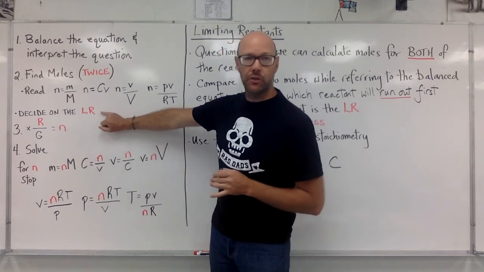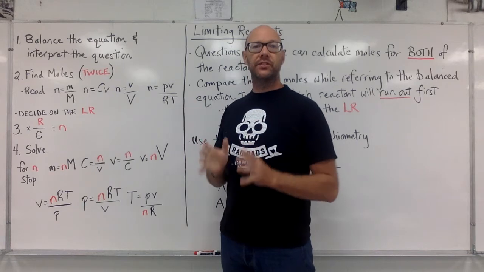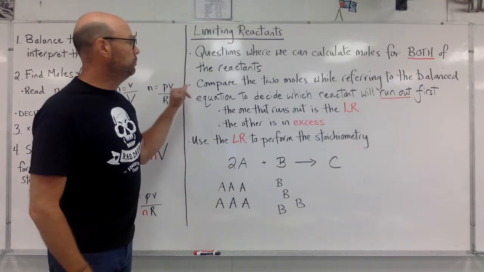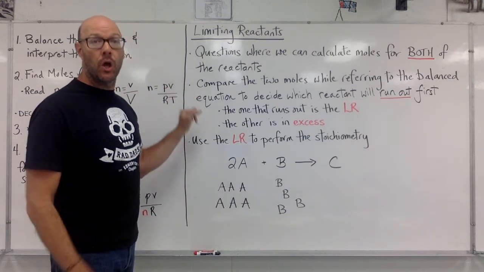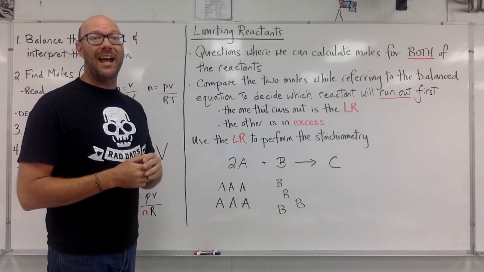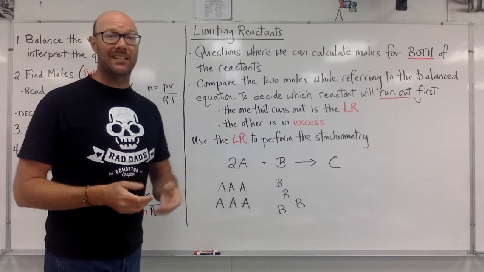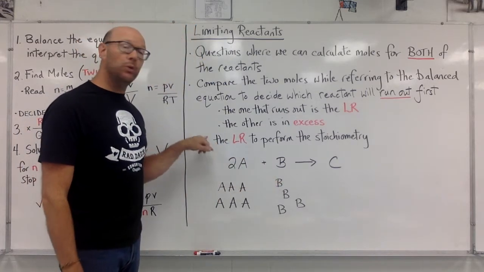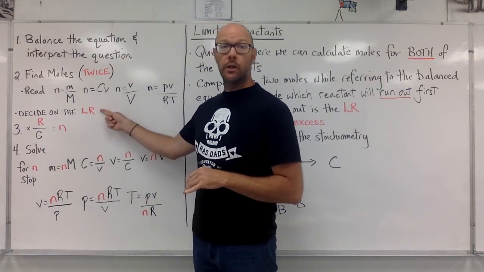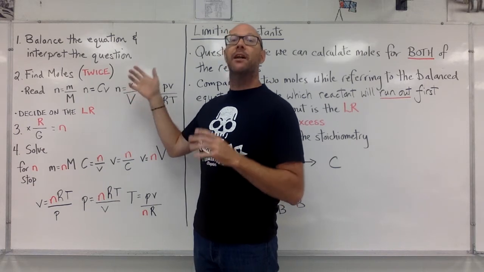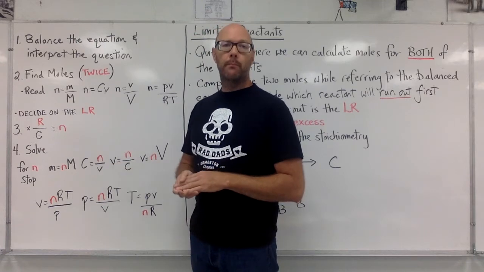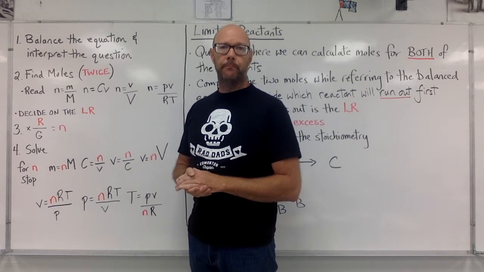Now I have this extra part of step 2. It's decide on the limiting reactant. And how are we going to decide? We're going to compare the 2 mole answers in reference to the balanced equation to determine which one runs out, which reactant is the limiting reactant. Once we make that decision, we're going to use the limiting reactant to do the stoichiometry. So after we decide on the limiting reactant, we're only going to use the moles of the limiting reactant and multiply by R over G and do the appropriate operation as our solving step.